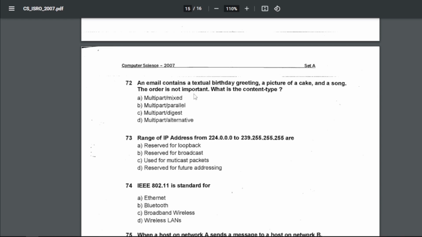An email contains a textual birthday greeting, a picture of a cake, and a song. The order is not important. What is the content type? So the content type will be multipart and parallel, right? B will be the answer.